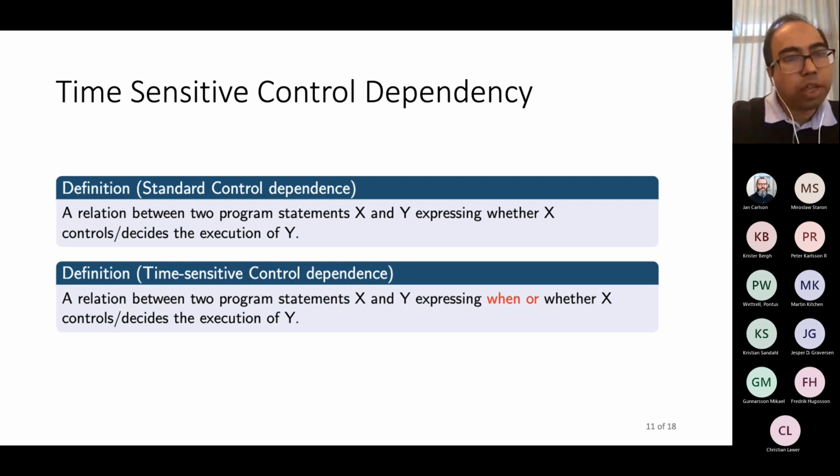The difference between a standard control dependency and time-sensitive control dependency is like this. Time-sensitive control dependency expresses not only whether X controls or decides the execution of Y, but it also says when.